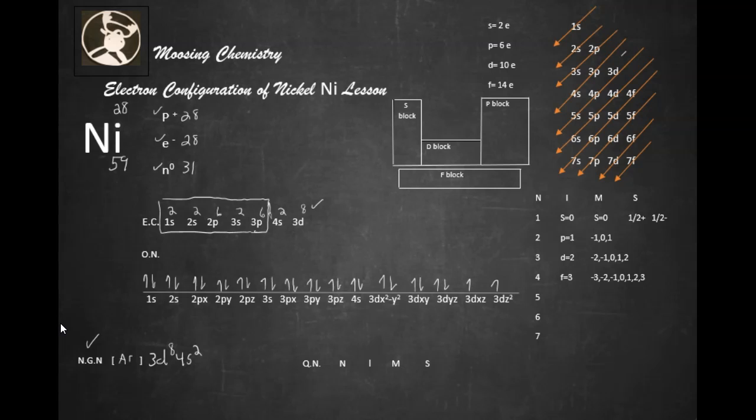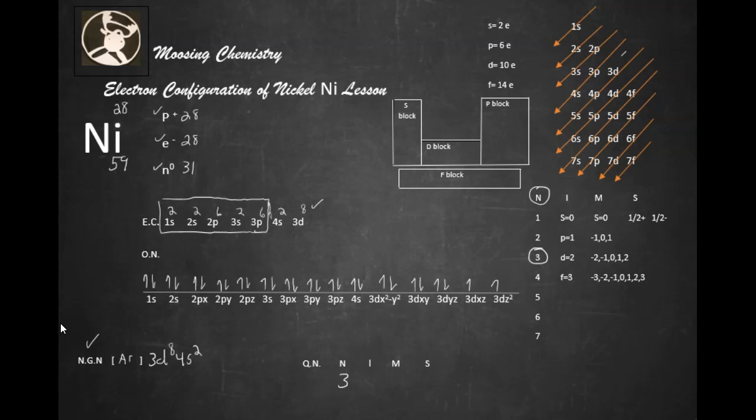All right, now last but not least, every element in the periodic table has a unique set of quantum numbers. The n quantum number right here is our principal quantum number. So although nickel appears to be in the 4th period, it's not. It's actually in the 3rd period because it's in the D block. So the n value for nickel will be 3.